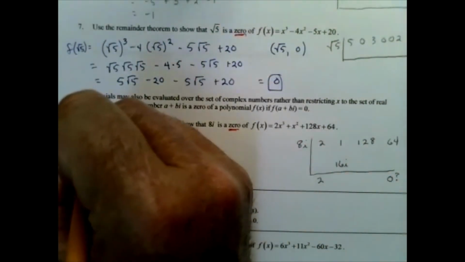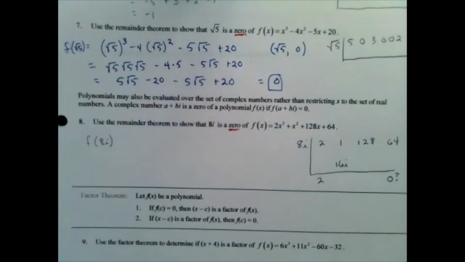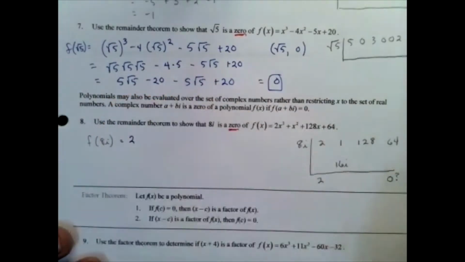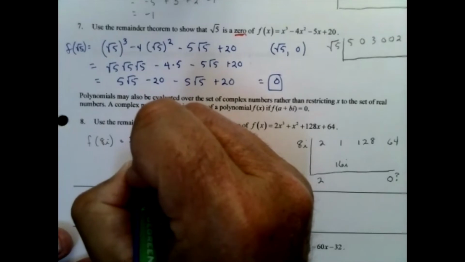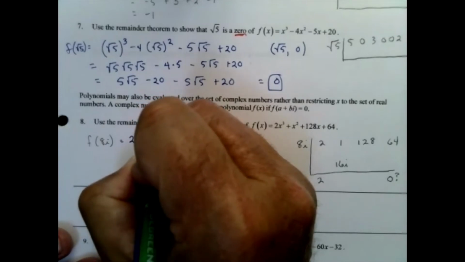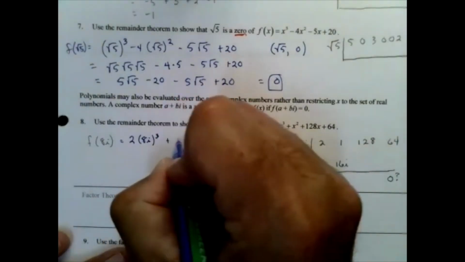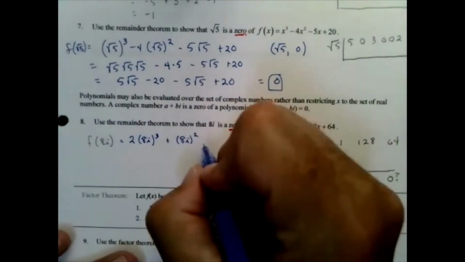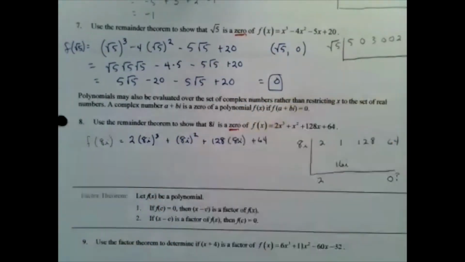So f of 8i is going to equal 2 times 8i cubed plus 8i squared plus 128.